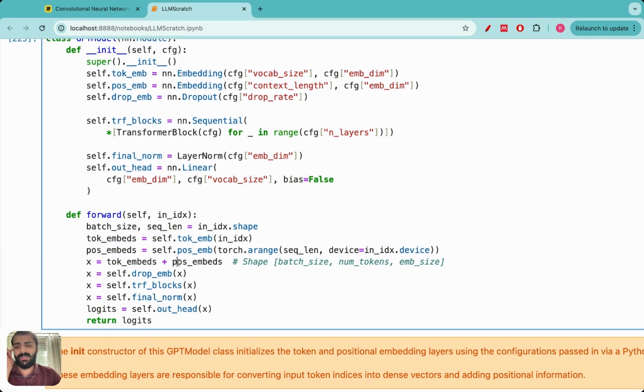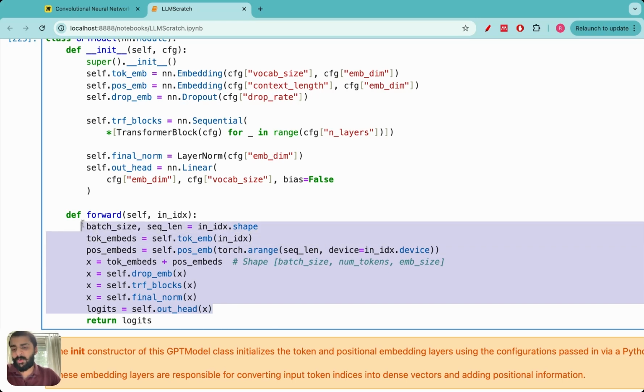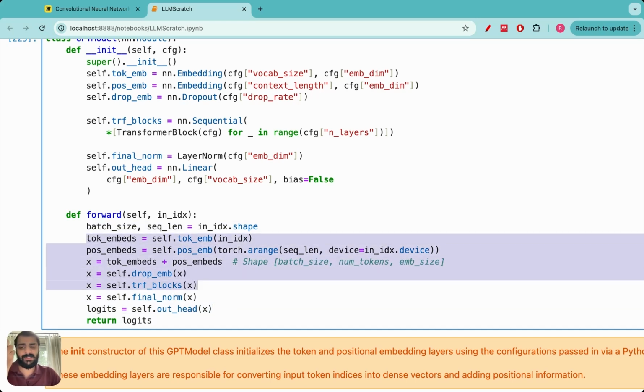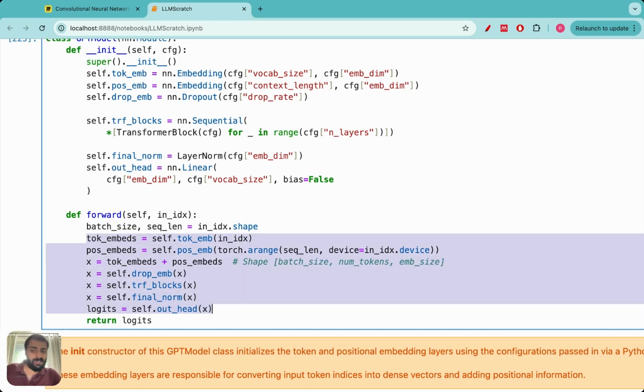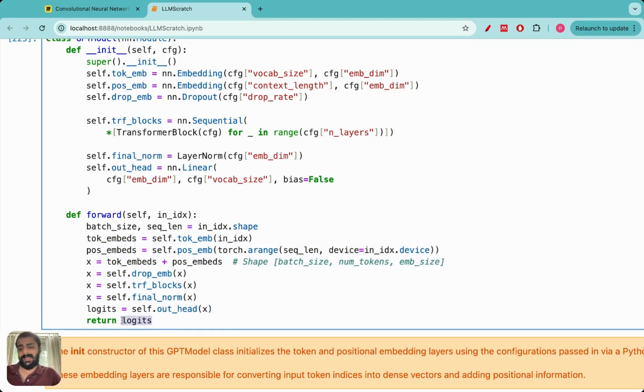And I want you to appreciate that once you understand the visual flow map I showed you on the whiteboard, it's just 8 lines of code. But to understand these 8 lines of code, we need to put in a lot of effort, because there is a lot of theory and a lot of intuition behind every single line of code over here. But once you get that, it's just the stacking of the token embeddings, positional embeddings, dropout layer, transformer blocks, another layer normalization, and the output head. That's it, and then we directly get the logits.